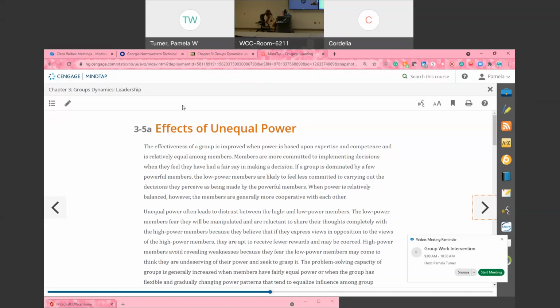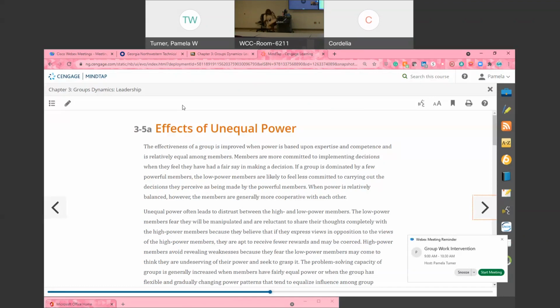So some of my low power members won't say anything, even if they're right, because the high power members are engaged, and many times the low power members feel intimidated. So in order for this to be a fair process and for me to make sure everybody is being taught on the same level, I try to include the low power members. The low power members fear they'll be manipulated or are reluctant to share their thoughts completely. They're not going to disagree with the high power members. Okay? They're apt to receive fewer rewards and may be easily coerced, right?